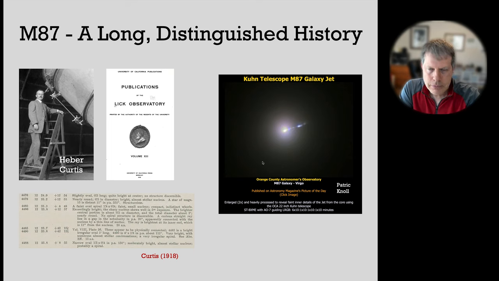In fact, the jet of M87 can be seen even by, you know, skilled amateur astronomers. Here, for example, is an image of M87 taken with a 22-inch telescope, and after image processing, you can bring out the jet quite nicely. Okay, we'll see much better images of that jet a little bit later, but there it is. Seen by an amateur astronomer.